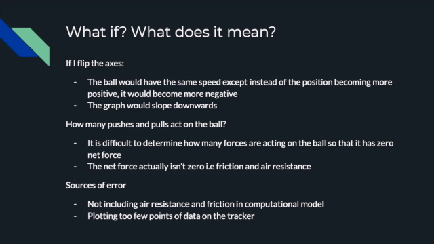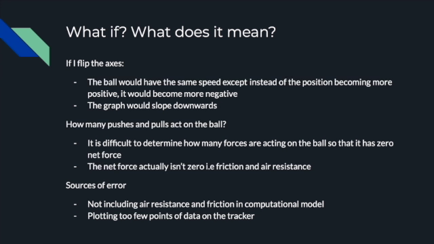If I flip the axes, the ball would have had the same speed, except instead of the position becoming more positive, it would have become more negative, and the graph would have sloped downwards. How many pushes and pulls act on the ball? It's difficult to determine how many forces are acting on the ball so that it has a 0 net force. But we know that the actual net force isn't 0 due to friction and air resistance acting upon it.